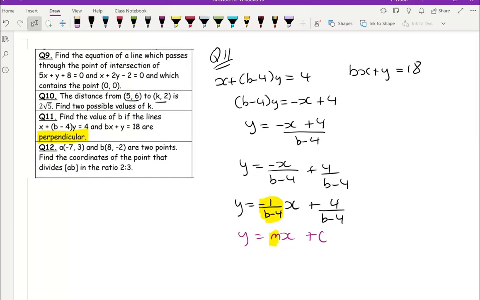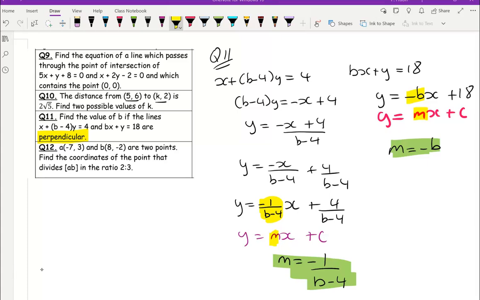I need to do something similar now for the other equation. Similarly, in my other equation, I can discover that m equals minus b. So I have my two slopes. If they're perpendicular, the rule is flip and change the sign, but we have another rule as well, and that rule is m multiplied by a perpendicular m must always give you negative 1.